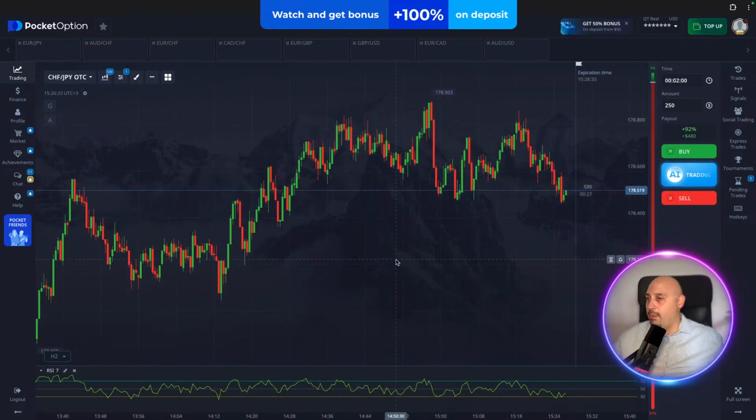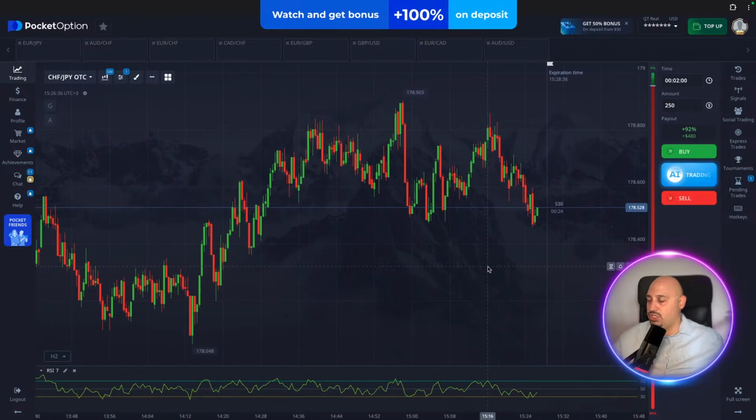So let's move back to our Fibonacci retracement.